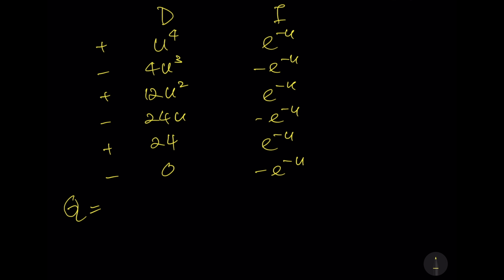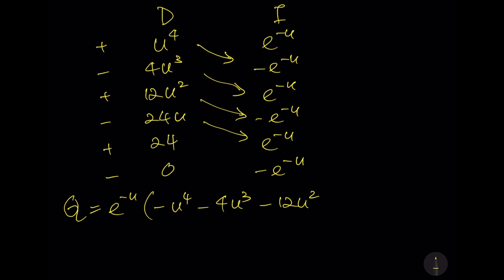It gives us the answer Q equals, the first one is e power negative u and then multiply negative u power 4, and then minus negative 4u power 3, and then minus 12u power 2, and then minus 24u, and then minus 24, for u equals 1 and infinity.